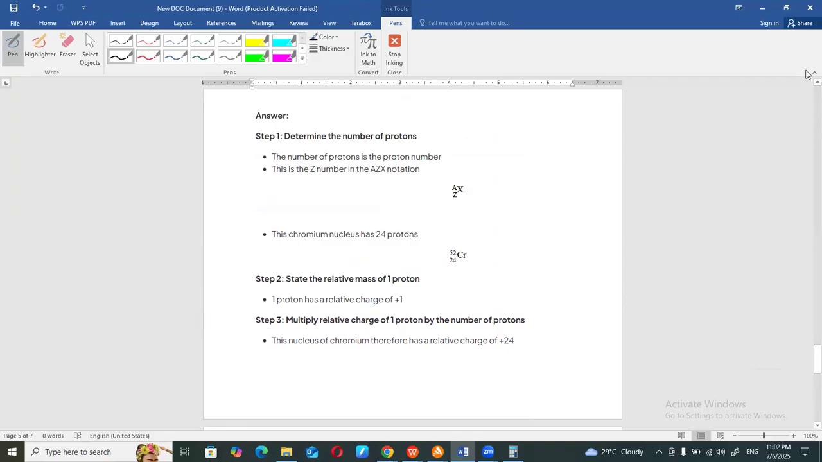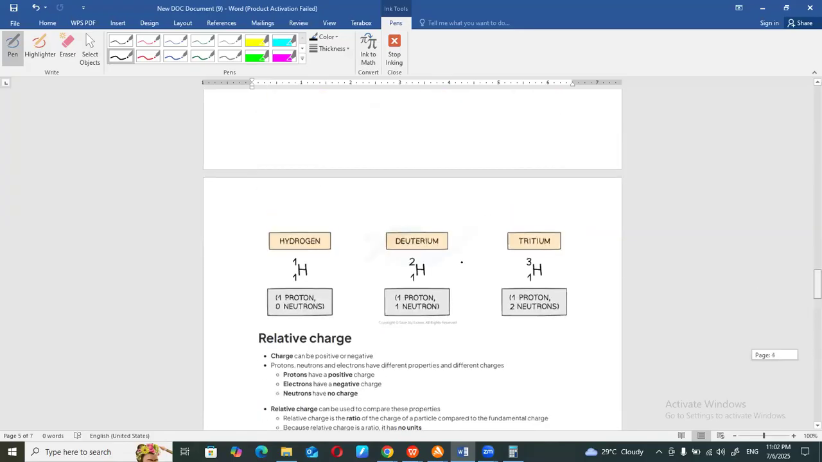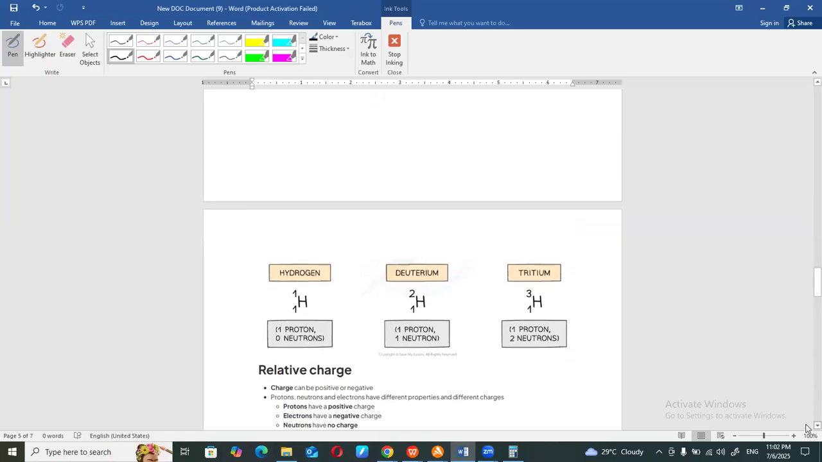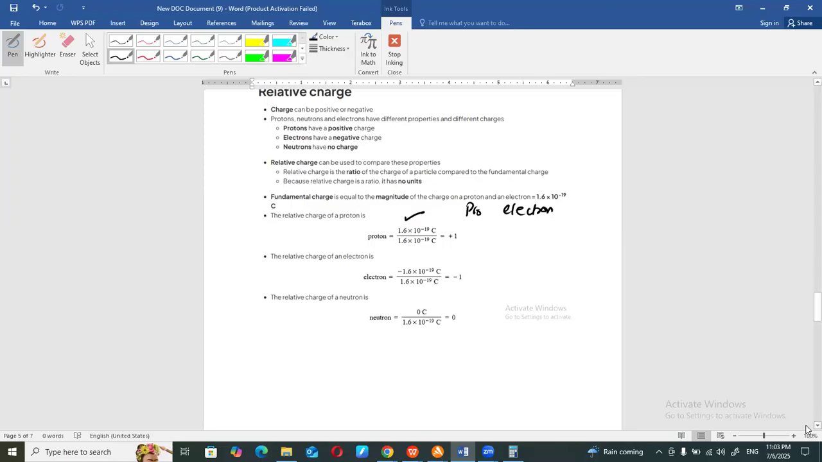So basically, once again, due to some technical reason, we just talked about a few things here. If you look at the isotopes, you can see this is hydrogen. Hydrogen has 1 proton here. This one has 1 extra neutron and this has 2 extra neutrons. And if you see their relative charges, the relative charge of a proton is +1, an electron is -1, and a neutron is 0. So normally we use these relative charges to tell their charges.